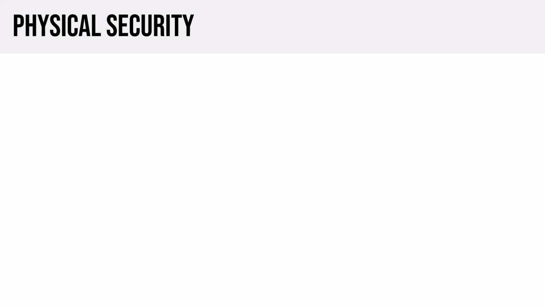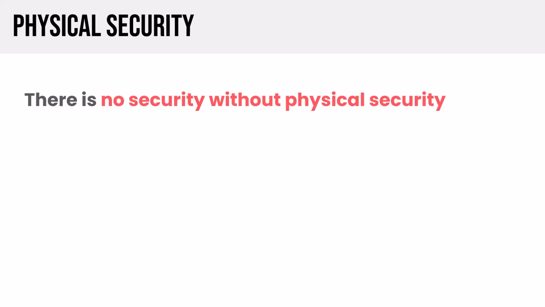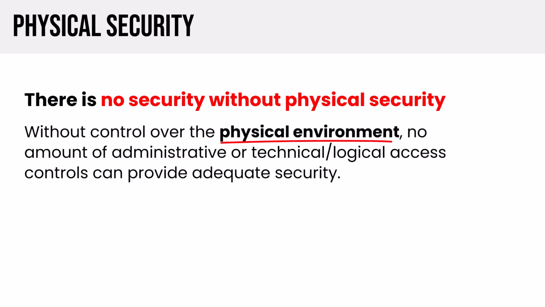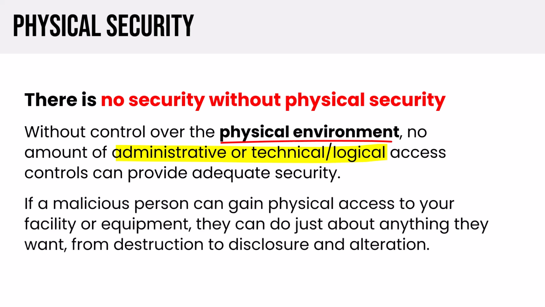So let's move on to physical security. It's important to remember there is no security without physical security. Without control over the physical environment, no amount of administrative or technical access controls can provide adequate security. If a malicious person can gain physical access to your facility or your equipment, they can do just about anything they want, from destruction of property to disclosure and alteration. So physical security is that first outer layer of protection.